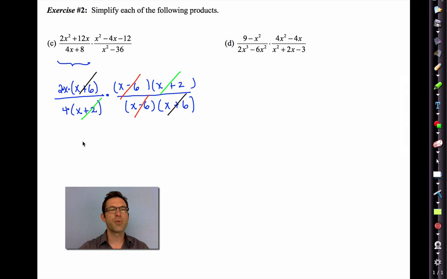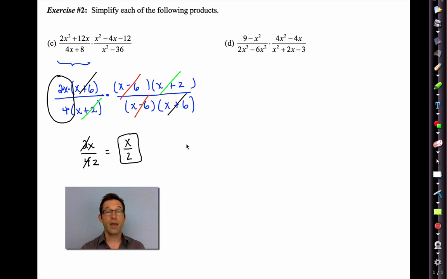Now, a lot of people at this point will stop and they'll go, all right, great, I've got 2x divided by 4. Right, I got this. But the problem is 2/4 can still be simplified, right? Because I can cancel a 2 here and a 2 here, and I'm left with a final answer of x divided by 2. And that's it. Nothing more than that.